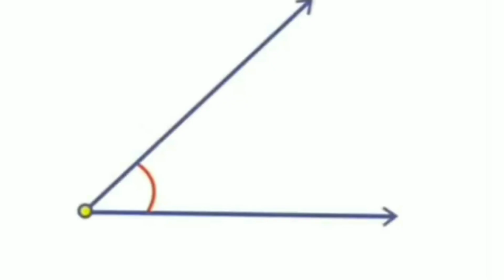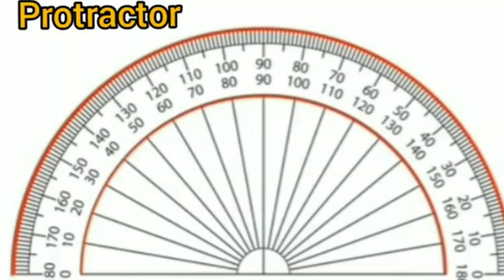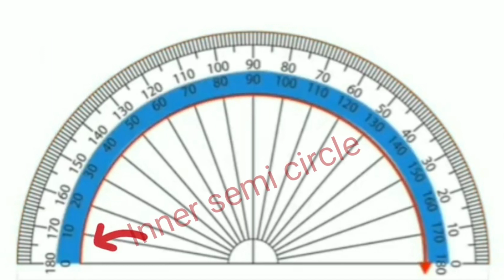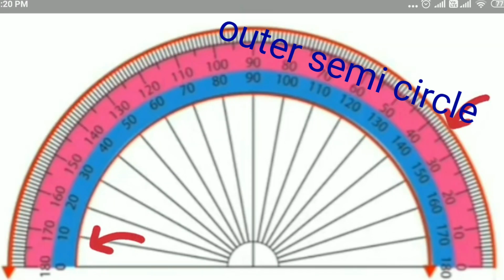For example, look at this angle. If I want to draw such angles in my notebook, what will I use? Yes, we use the protractor. This protractor you will find in your geometry box. It can be used to draw angles and also to measure angles. Look at it very closely. The inner semicircle goes from 0 to 180 degrees, and the outer semicircle also goes from 0 to 180 degrees.